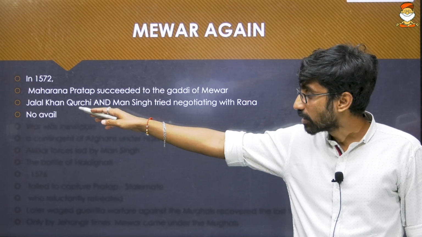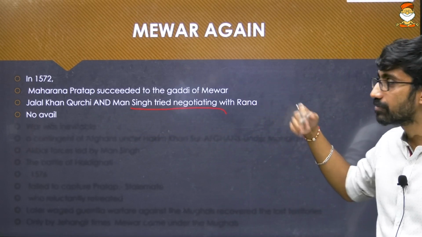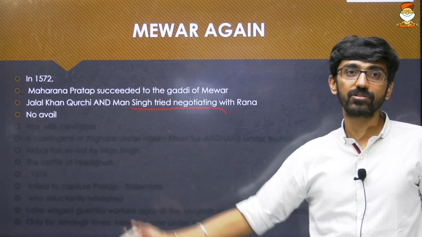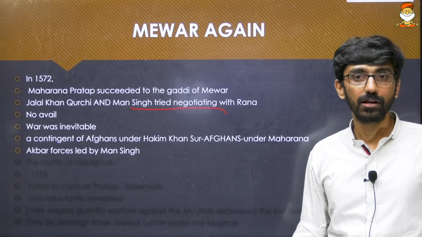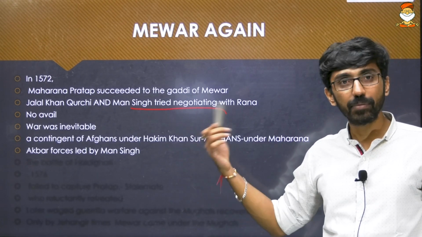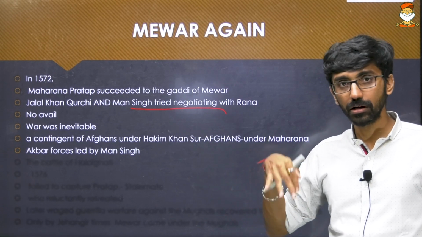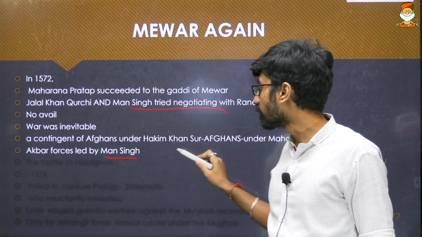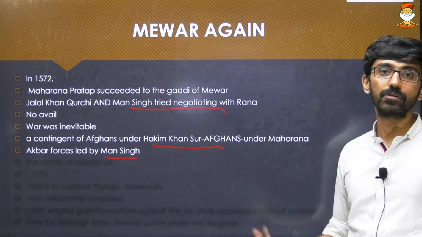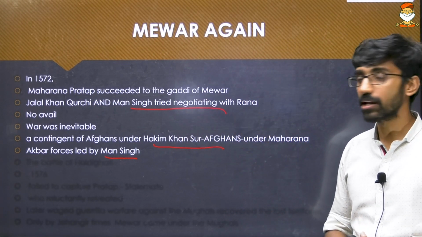Again Jalal Khan Qurchi and Man Singh tried to negotiate with Rana to accept Akbar's suzerainty, but to no avail. He wanted to fight, and war was inevitable. A contingent of Akbar's army was led by Man Singh, and Maharana Pratap's army was led by Hakim Khan Sur. They were Afghans, under Maharana Pratap.